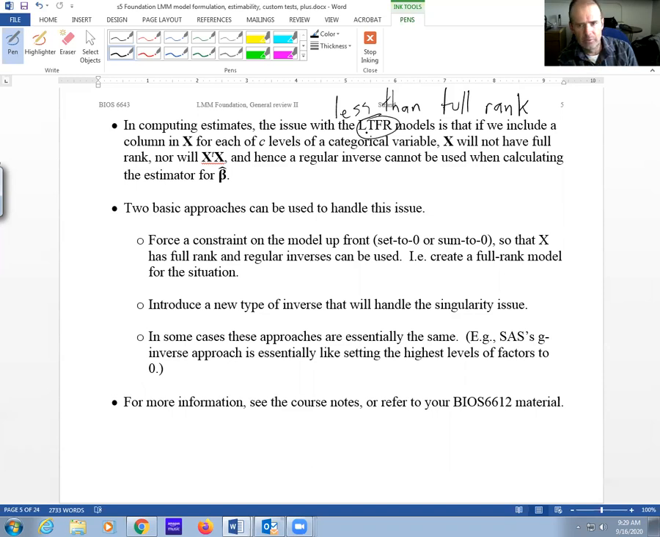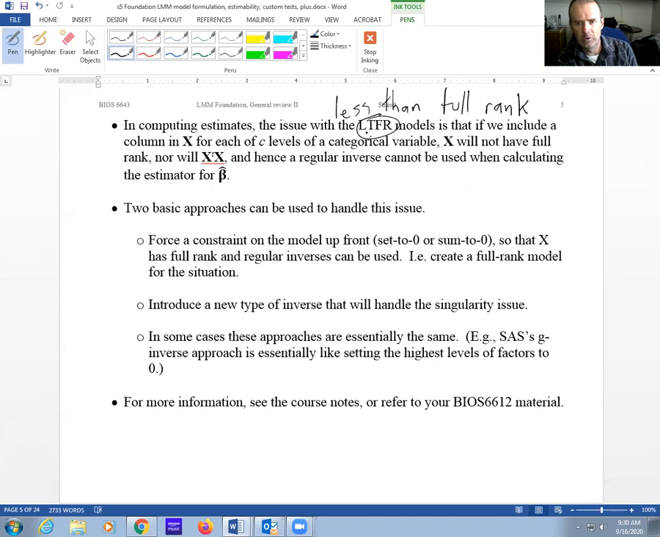So there are two basic approaches, like I mentioned before. One is to force a constraint on the model up front, either set to 0, that's probably the most common when you run SAS or R. There's a set to 0 constraint. We actually use the generalized inverse, but it ends up being equivalent to that. You could also do a sum to 0, and in that case the intercept will be more interpretable.